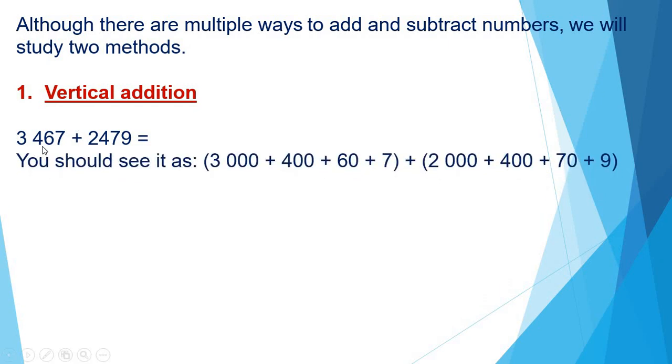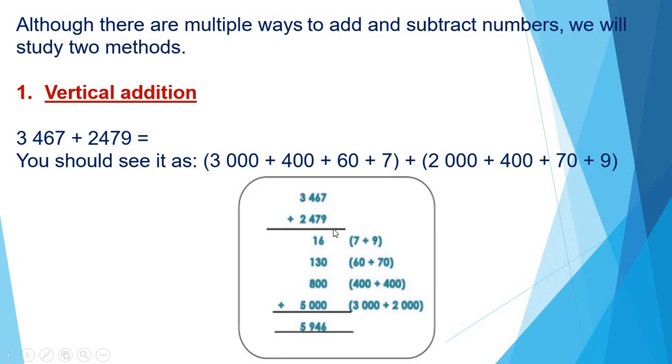So 3,467 is 3,000 plus 400 plus 60 plus 7. 2,479 is 2,000 plus 400 plus 70 plus 9. Then you write the numbers underneath each other, like that. Then you start adding the numbers, starting with units. You add units and units, plus the tens, and you add the hundreds and then the thousands.